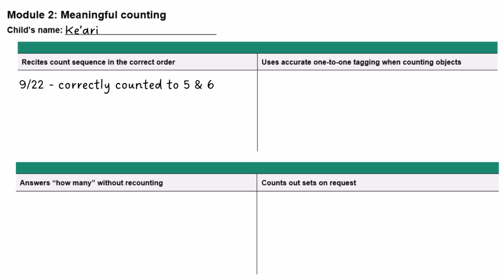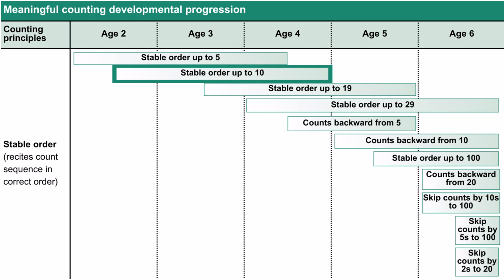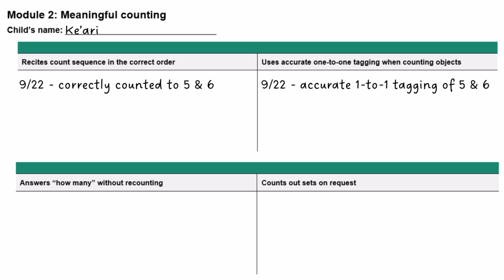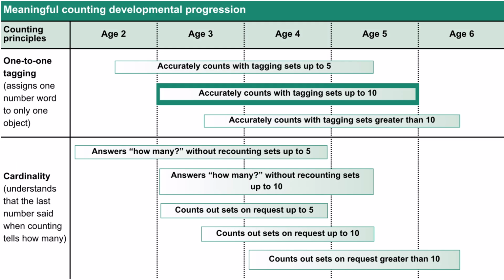Although her teacher provided support, Kiari appears to know the counting sequence to at least 6. Therefore, her stable order knowledge falls within the second band on the meaningful counting developmental progression. Given that Kiari is 4 years old, her performance is within the range of other children her age. Kiari also demonstrates accurate one-to-one tagging to 6. That is, she assigned only one count word to each hexagon in a set. Her one-to-one tagging skills fall within the second band on the progression, consistent with other children her age.